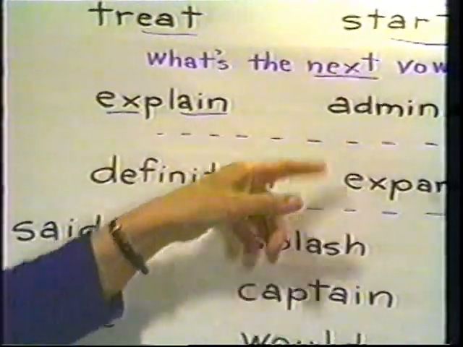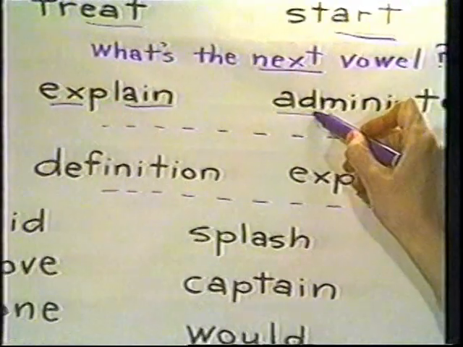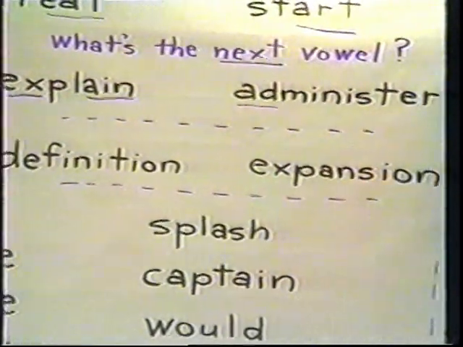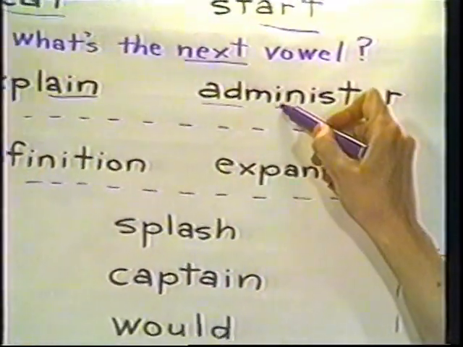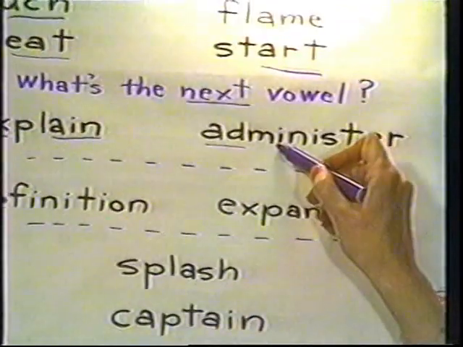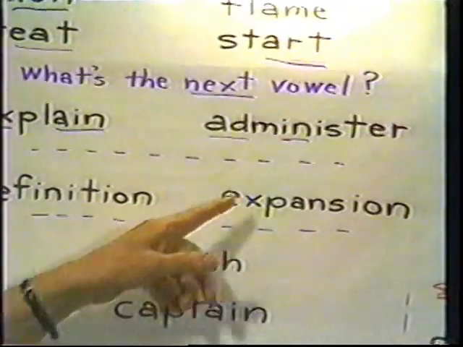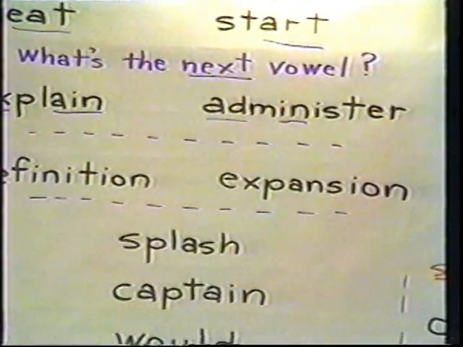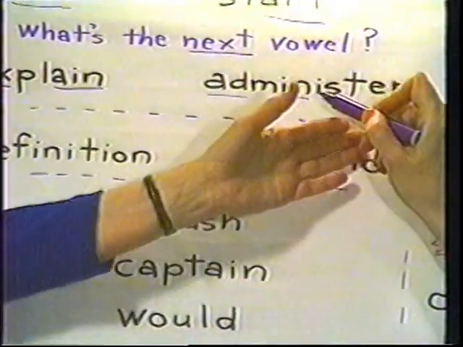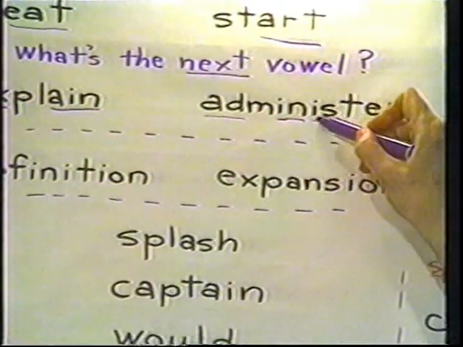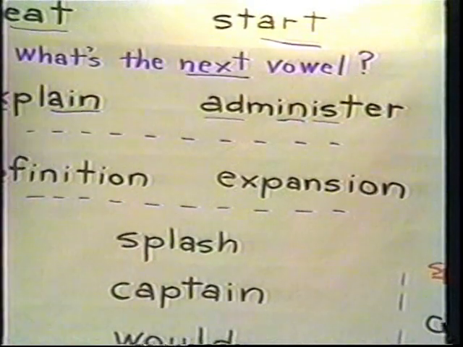Explain. What's the first vowel? A. Underline AD. What's the family? Add. What's the next vowel? I. Underline IN. What's the family? In. Add M. Min. Go back. Admin. What's the next vowel? I. Underline IS. What's the family? Is. Go back.